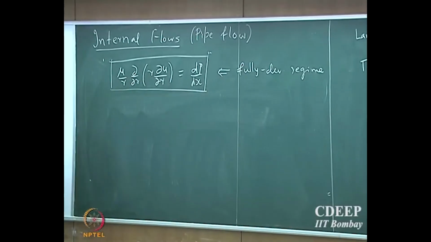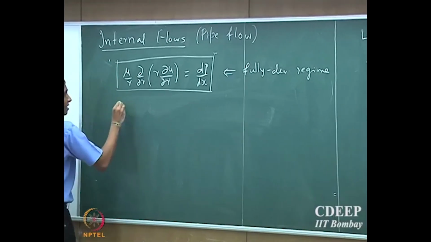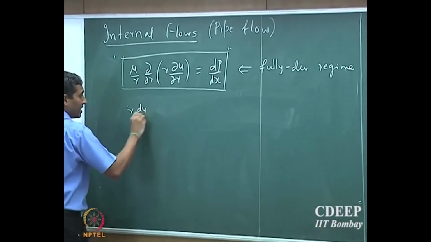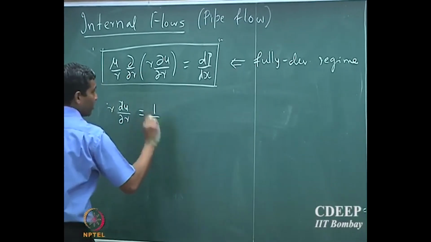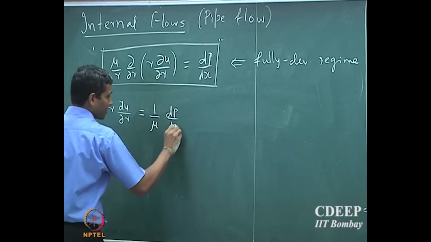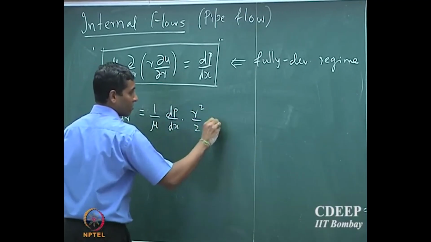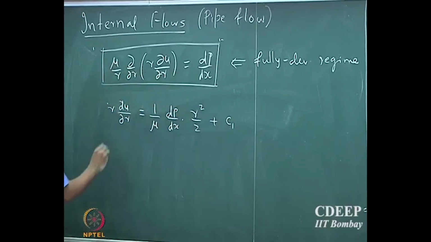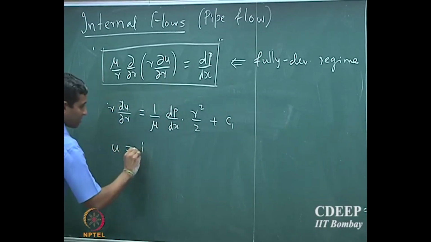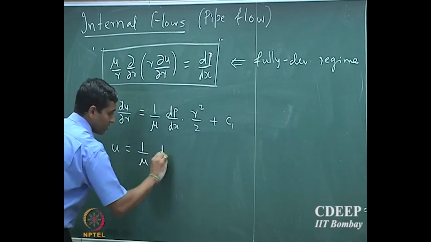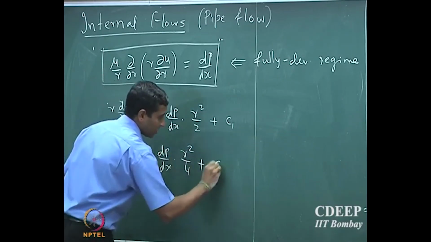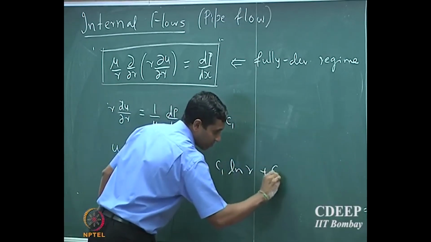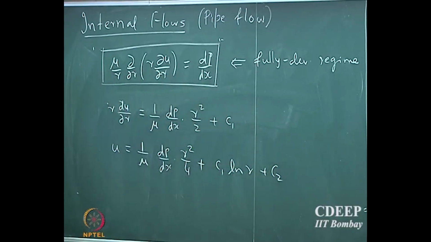So I can integrate this expression, so it will be r du by dr equals 1 by mu dp by dx into r square by 2 plus C1, and u is 1 by mu dp by dx r square by 4 plus C1 ln r plus C2. So that's the integral. What are the boundary conditions?